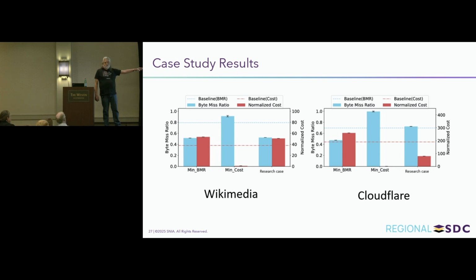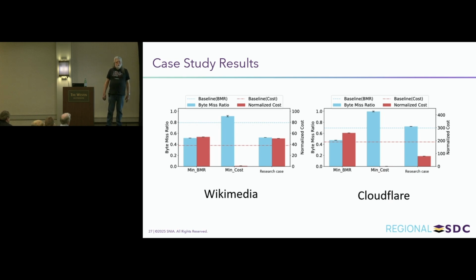So we took these various different data sets and tried it out, and for minimum byte miss ratio, you can see that with Wikimedia, we're way below the baseline, the dashed blue line of what they were getting for our minimum byte miss ratio, and at a slightly higher cost than they had. You can see for Cloudflare, this experiment shows much the same thing, and again at a higher cost. If we minimize it for cost, you can see that in both cases, the byte miss ratio is not as good as the baseline for either one of these.